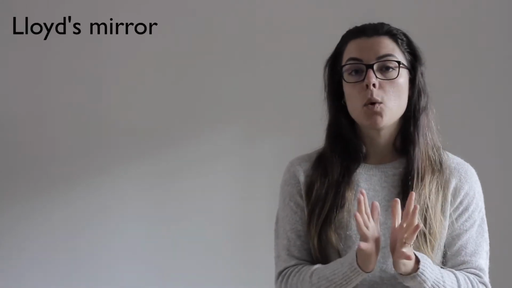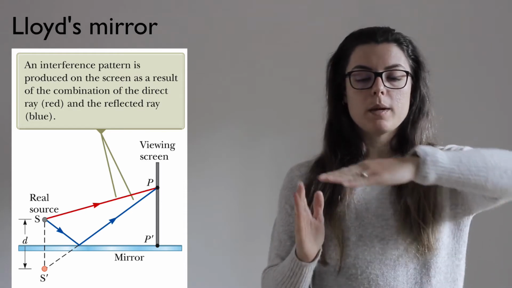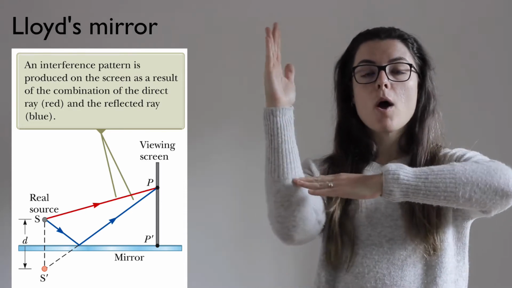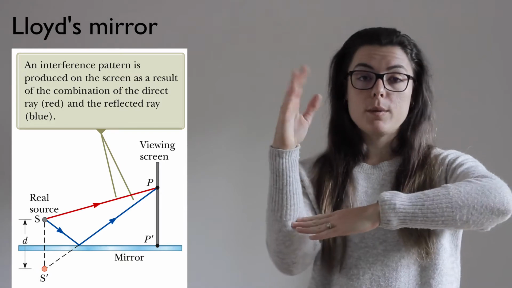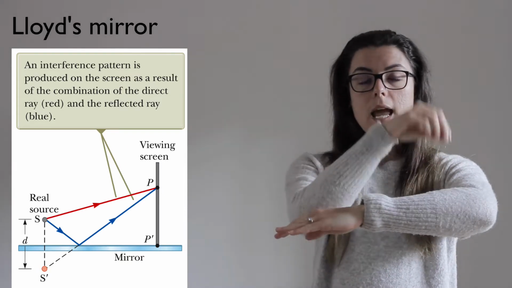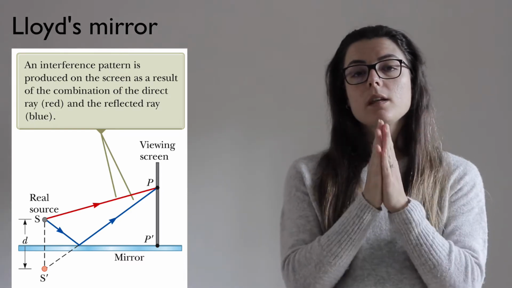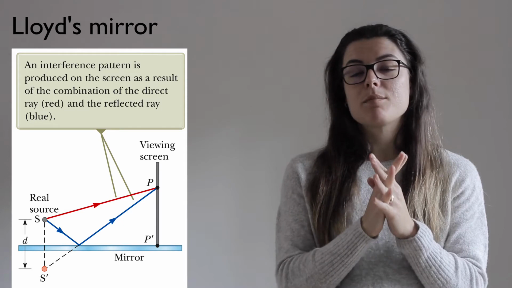So now that we know that a phase change can happen due to reflections, let's have a look at an interesting example of this, which is Lloyd's mirror. Now, the way that we set up Lloyd's mirror is that we have a mirror that is perpendicular to a viewing screen. Now, some distance from the viewing screen and above the mirror, we can put a real light source. Now, what's going to happen is something really interesting.